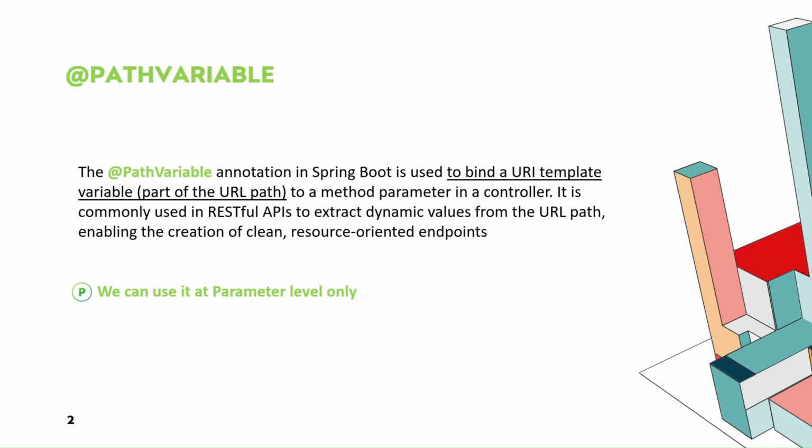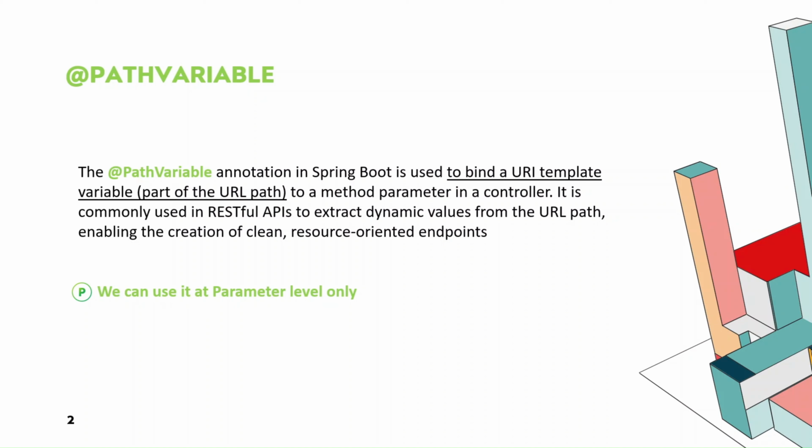The PathVariable annotation in Spring Boot is used to bind a URL template variable to a method parameter in a controller. It is commonly used in RESTful APIs to extract dynamic values from the URL path. So the key point is very important: the URL path.